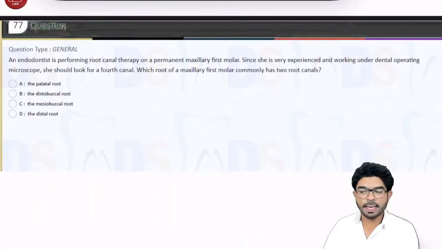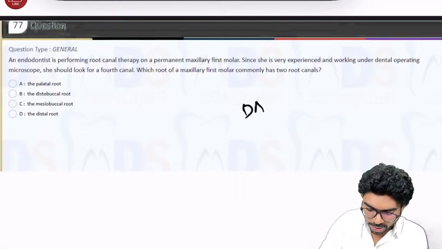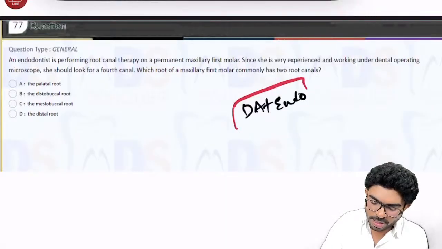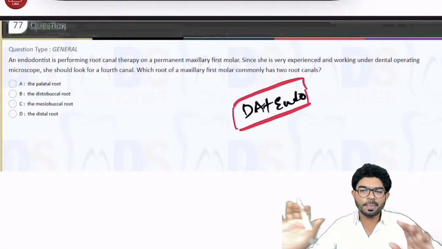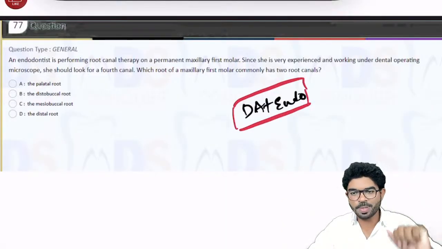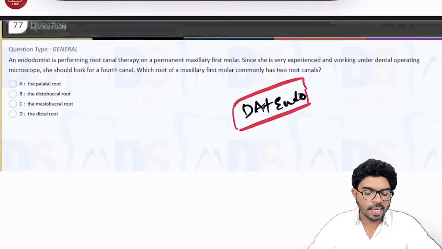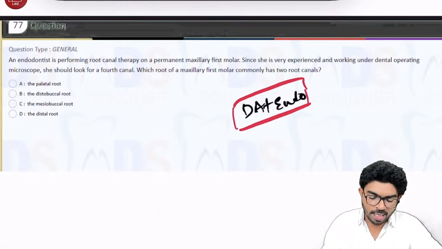Coming to question 77, again a question of dental anatomy integrated with endo. Basically in anatomy, we don't talk much about the internal anatomy. Of course it has to be covered in dental anatomy, but whenever we are teaching, we try to focus more on the external anatomy, because internal anatomy is basically handled by an endodontist. So the question is, an endodontist is performing a root canal therapy on a permanent maxillary first molar.